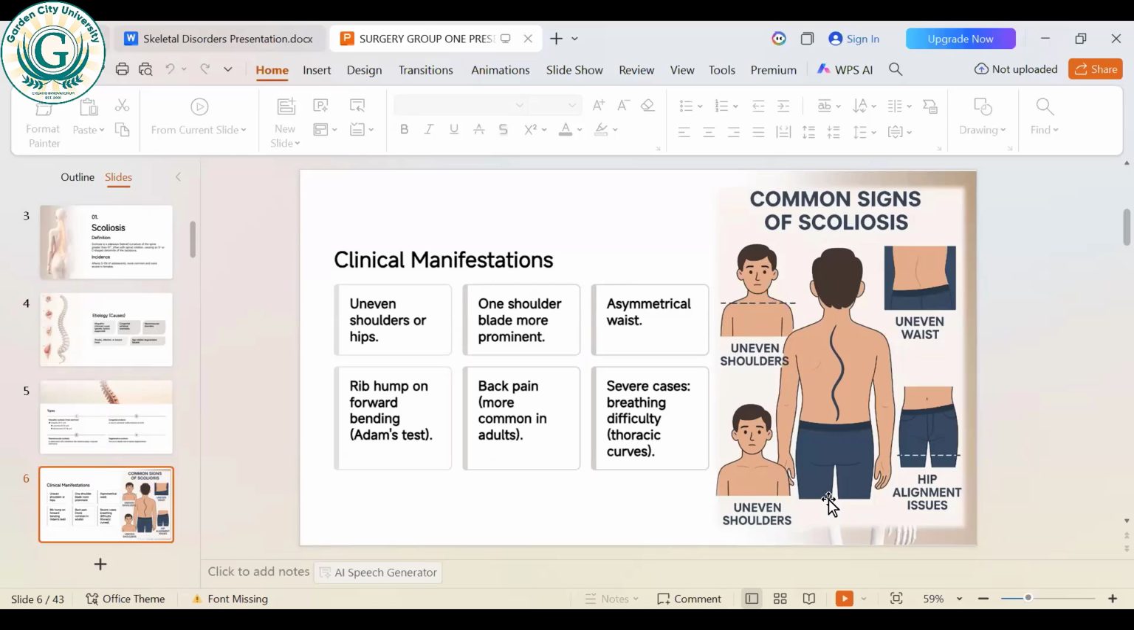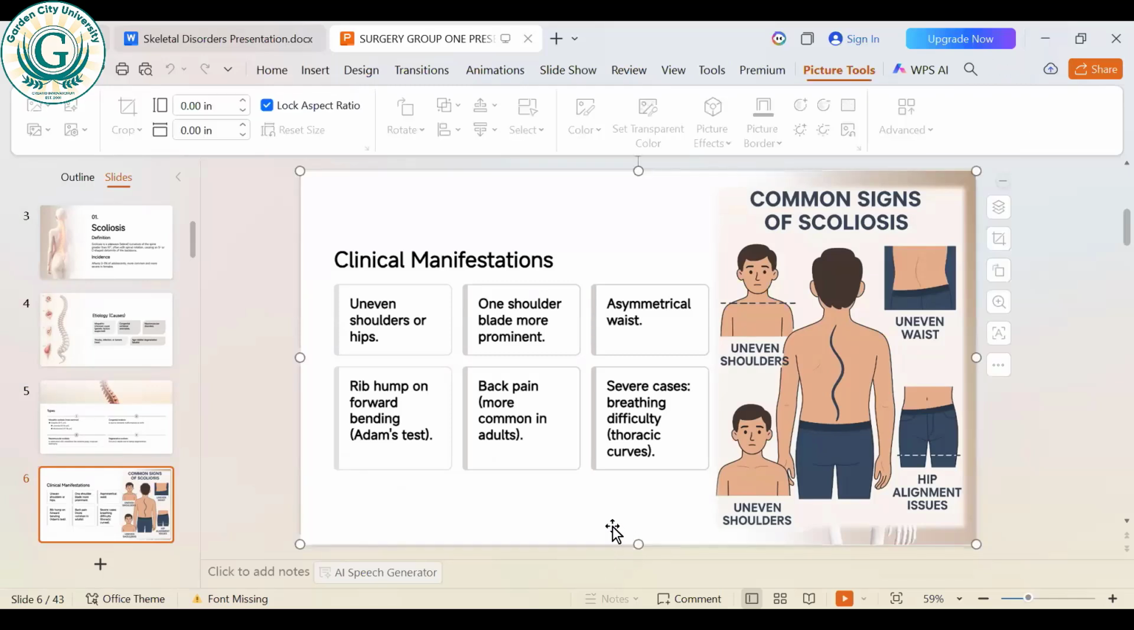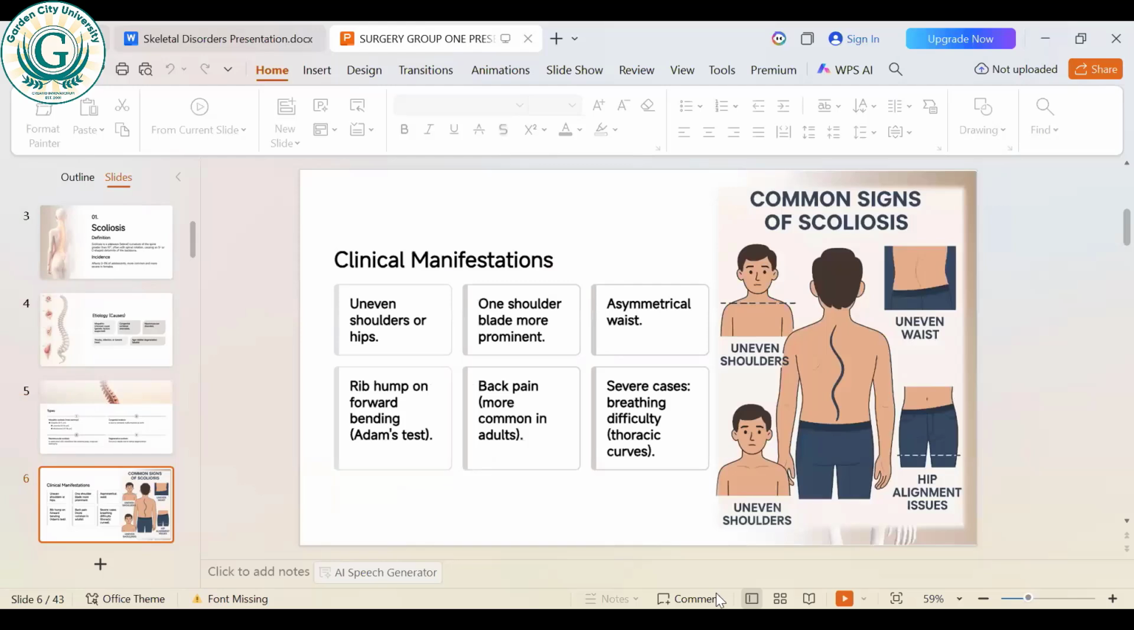So let's see some of the clinical manifestations or the signs and symptoms when someone is having scoliosis. We said uneven shoulders or hips. So you could see that because of the curve of the spine, the shoulders become uneven. One will be at the top as compared to the other one. And then if you look at the waist, because of the curve, they have an unsymmetrical waist. It will not be equal. And then they will have severe back pain. It's mostly common in adults, because of the curve of our spine.